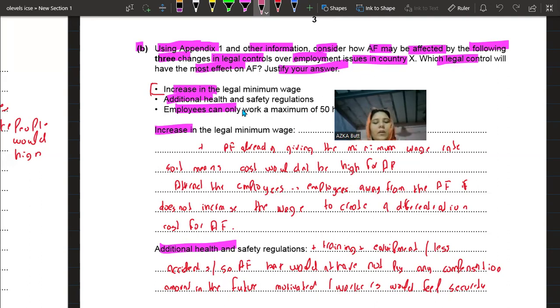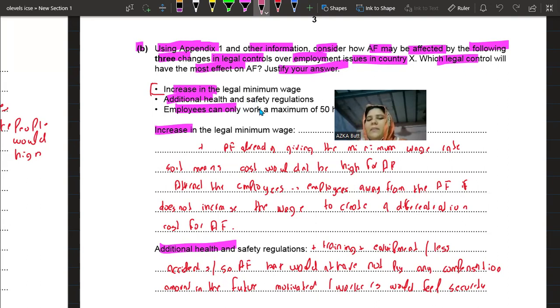Okay. So the second one is the additional health and safety regulations. Safety regulations, okay, this is good. It means there are fewer accidents, and of course the new workers who maybe don't know how to use different machinery. Most of the time, freshers get caught in accidents because they don't know how to use the machinery. So if the safety regulations are there, and any additional health equipment, it means that workers will feel safer.